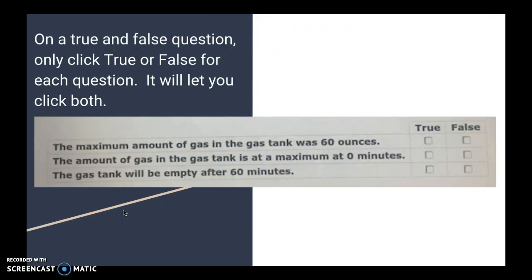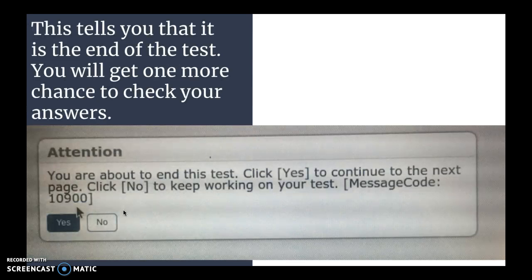For true-false questions, make sure you only click a true or a false answer. It will let you click true and false, which can't be possible. So you click true or false.